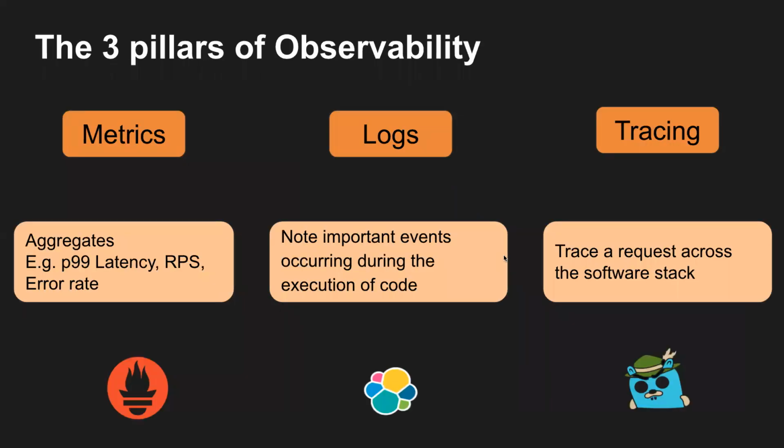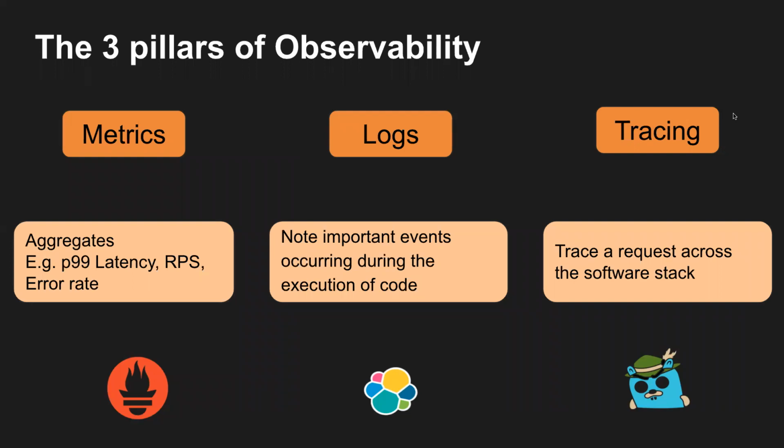So the three pillars of observability, as we discussed, are metrics, logs, and traces. Metrics is anything that you can measure or aggregate. Like if you are counting the number of steps you have taken in a day or the number of breaths you have taken in a day, everything comes under metrics.